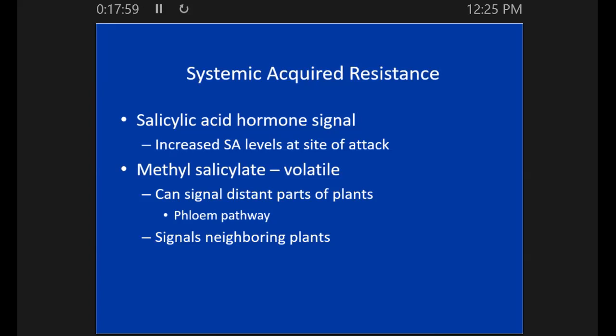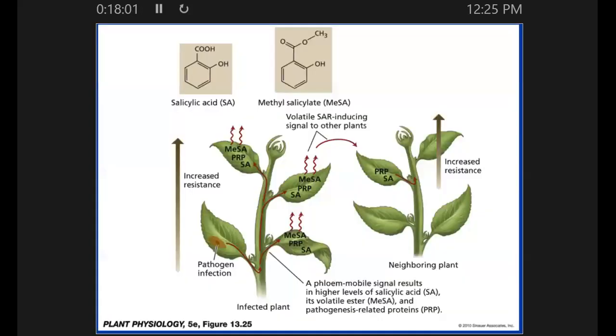Okay, so systemic acquired resistance. Here, we're showing that visually. Here's the pathogen on the lower left leaf, and they're trying to show how you have salicylic acid, methyl salicylic acid coursing through, and then they're trying to show by the red squiggly lines that's the volatile version coming off out of the stomata and getting released. And they're showing here that a neighboring plant then can pick up and hear that signal and respond appropriately by ramping up its defenses against that certain pathogen.